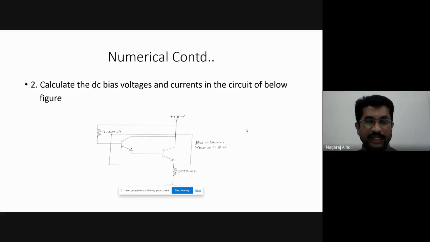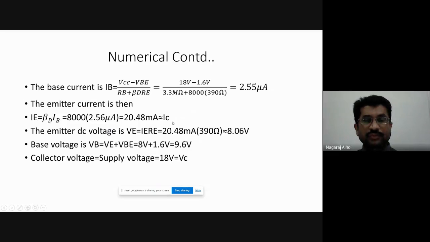Now this IE current, whatever is flowing here, is approximately equal to IC, the collector current. The reason is that the base resistance is very large, in terms of mega ohm, and hence the current flowing through it is very less. Hence, we can consider that the collector current is equal to the emitter current because the base current is negligible. Therefore, IE is approximately equal to the collector current IC.